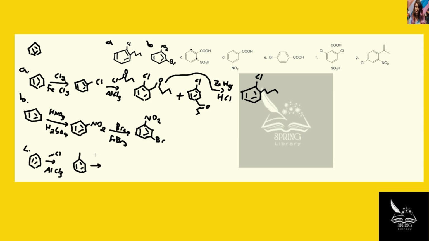So then I can add my SO3 and H2SO4 to get both the para and the ortho substituted products. And after I get those, I could oxidize this methyl group to the carboxylic acid in the question stem.